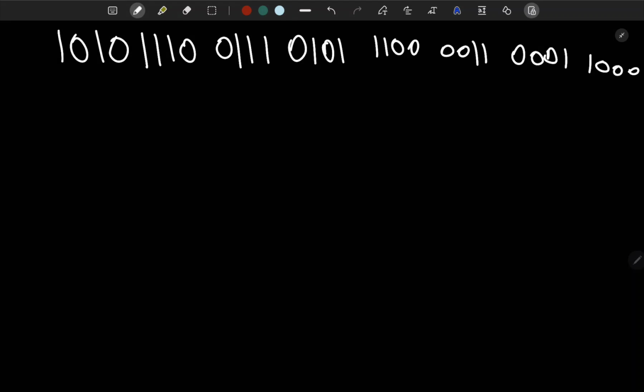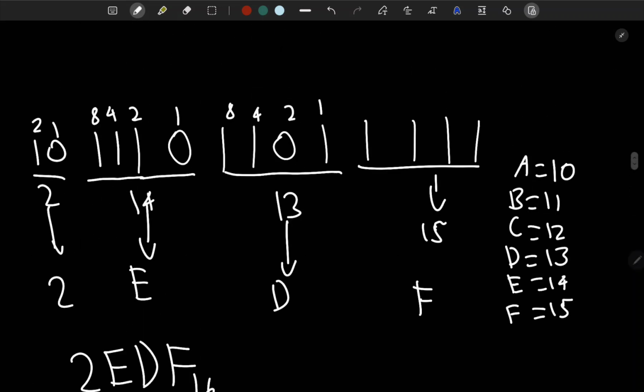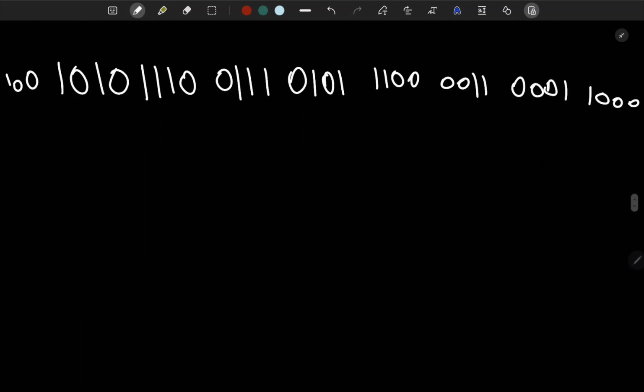So here is the last question, and if you manage to do this question correctly, then you are a master at converting binary to hexadecimal. So let's start. Actually, let me add a few more things over here. Yeah, so 100 and then all these.